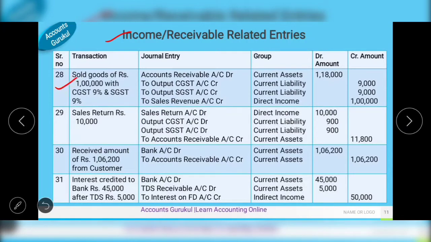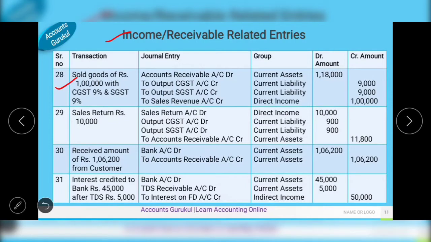So first, sold goods of rupees 1 lakh with CGST 9% and SGST 9%. So we have sold goods of 1 lakh, and on top of that we have charged GST, 9% CGST and 9% SGST. Most businesses have these entries. So what entry should we pass for that? Accounts receivable account debit of 1,18,000, that's inclusive of GST. We are going to ask for the money from the customers.